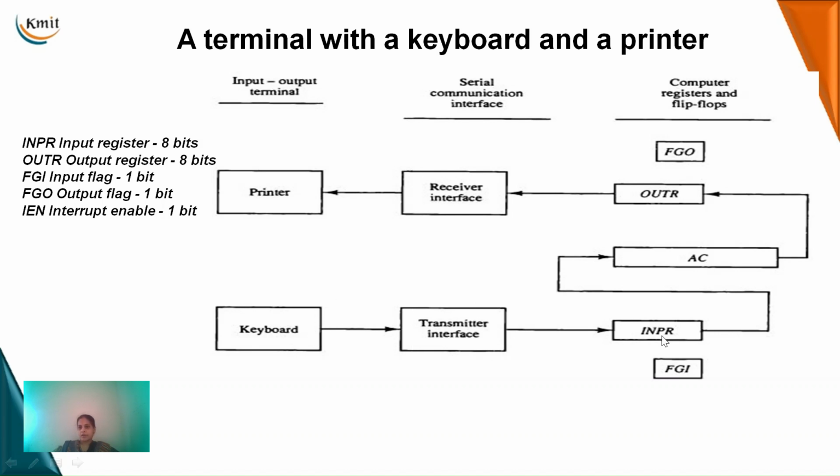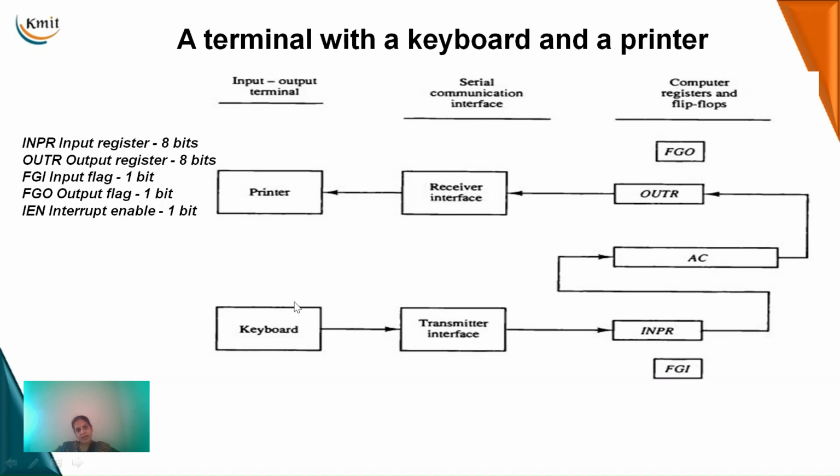Here the keyboard, the input device, contains a transmitter interface which acts as an interface between the keyboard and the computer, and the output device has a receiver interface which acts as an interface between the computer and the output device. So each device has a register called input register and output register. The input register and output register are 8-bit registers which are capable of storing 8 bits of information.